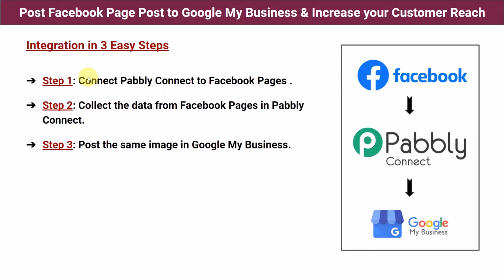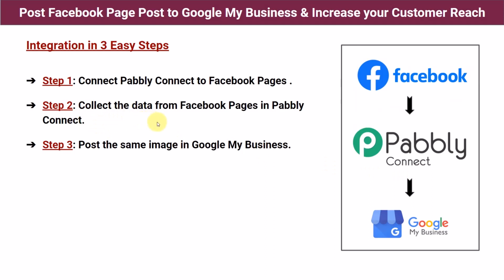Okay guys, before we start with the process, let me tell you 3 easy steps of integration as you can see on my screen. Step number 1 says connect Pabbly Connect to Facebook pages. So what we're going to do first is, we'll log in to our Pabbly Connect account. Then we will integrate our first application which is Facebook pages with Pabbly Connect. Okay. Now step number 2 says collect the data from Facebook pages in Pabbly Connect. So the idea here is we have posted a new image in our Facebook account, and I want the details of that post to be transferred into Pabbly Connect.